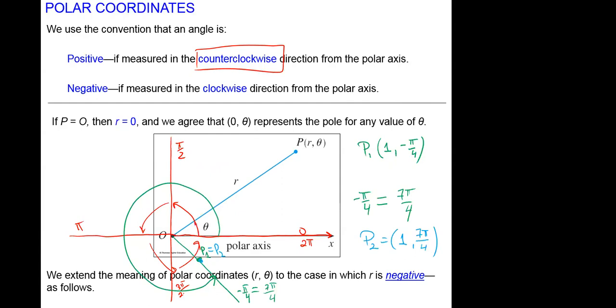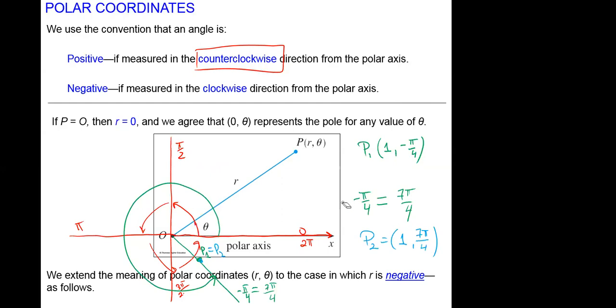For one single point, we may have infinitely many coordinate representations, because I can add 2 pi and be at the same point. I can add another 2 pi and have the same point. That means I can rewrite the angle in so many ways, as we can see. And of course, the distance will still be 1.